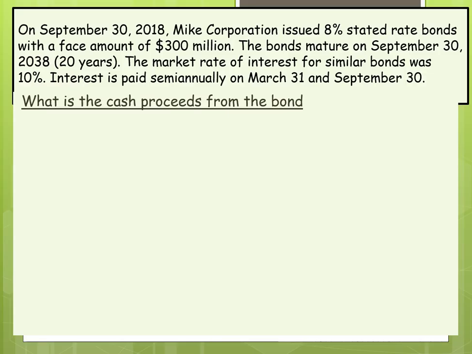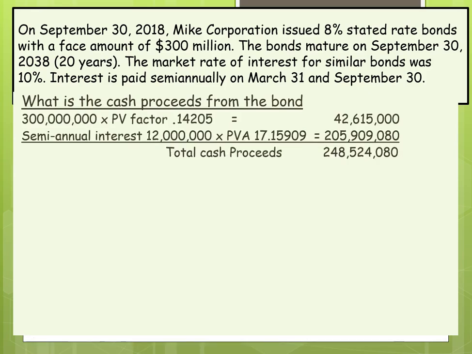And now we can see what our cash proceeds are. We're going to take the $300 million times the first factor, and we're going to take our $12 million times the PVA factor, and that tells us our cash proceeds for our bond. Now, since it's less than face, that means this bond was issued at a discount.